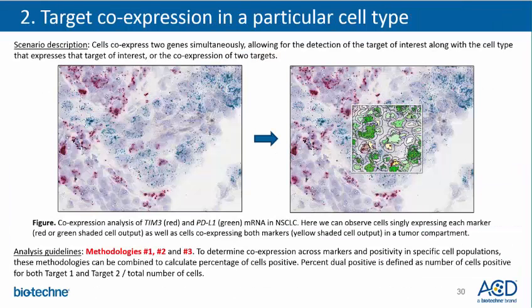In the second duplex scenario, cells co-express 2 genes simultaneously in the same cell. This allows for the detection of a target of interest along with a cell type marker for the cell type that expresses that target of interest, or the co-expression of 2 targets within the same cell.